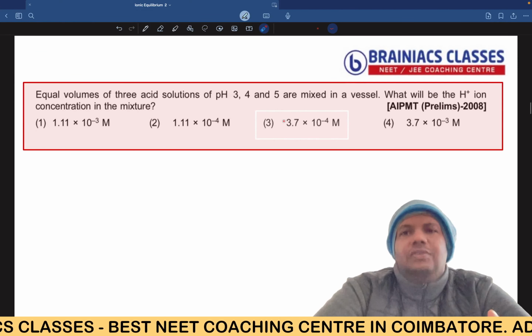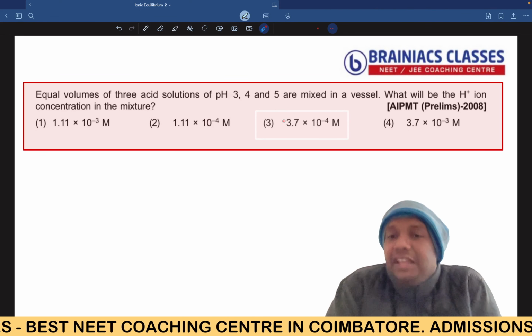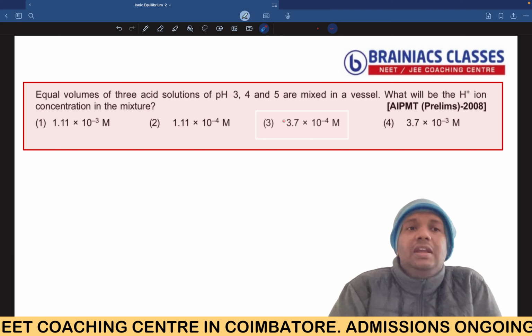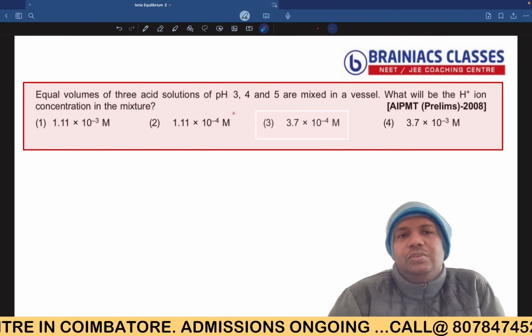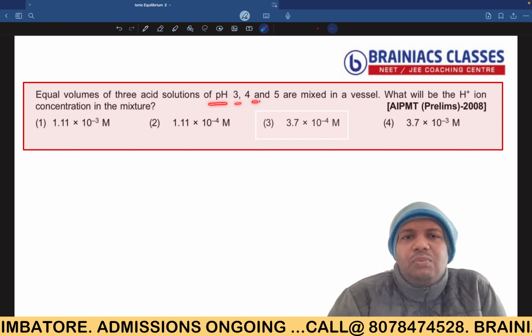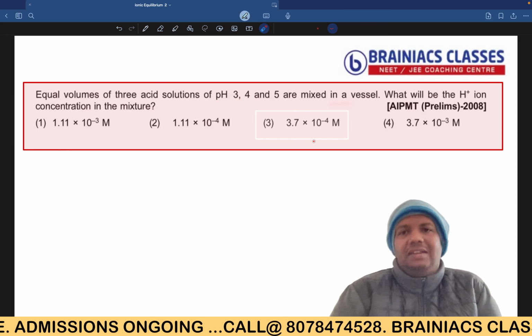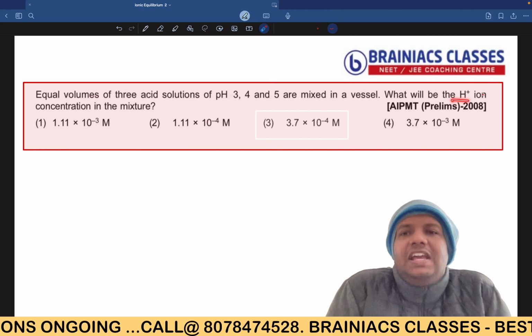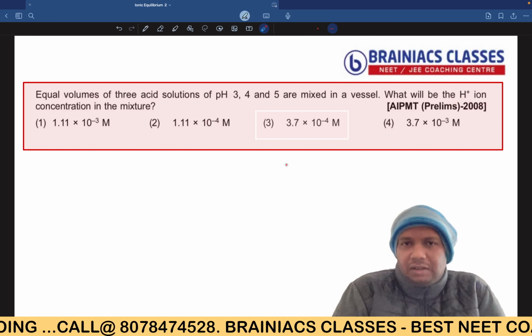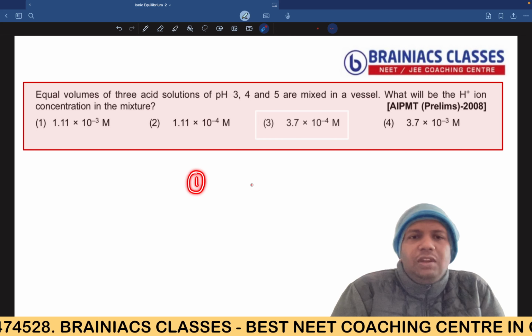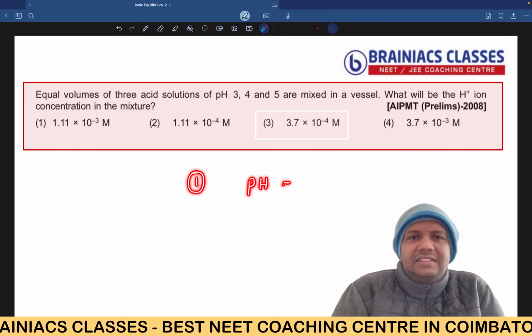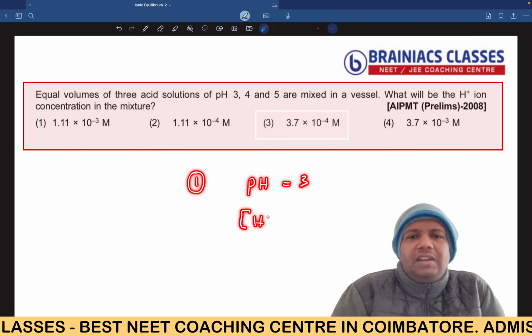Okay, the next question is also very important. It has already come in the exam. Very important. They have given you equal volumes of three acid solutions having pH 3, 4, 5. They are mixed in a vessel, and they are asking what will be the H plus ion concentration for this particular mixture. For the first acid, we know the pH is given as 3.